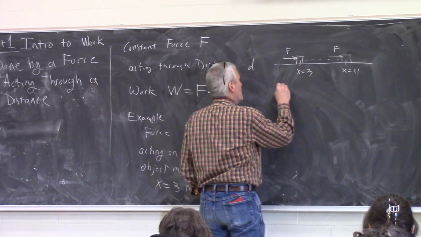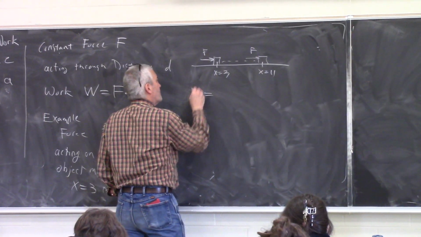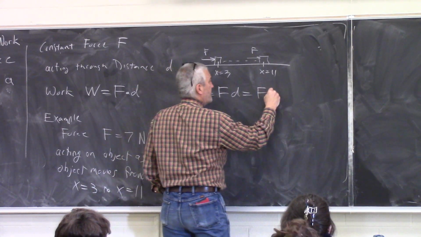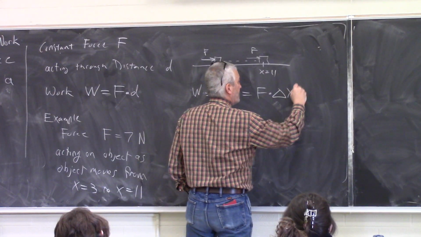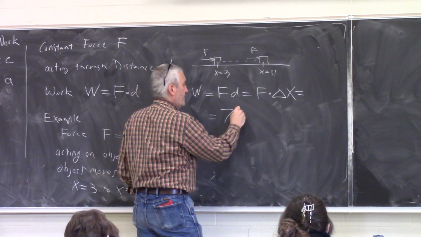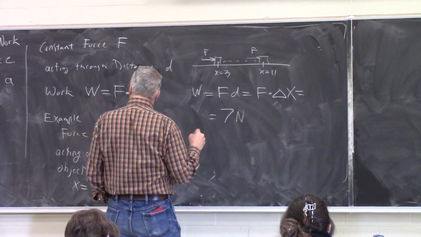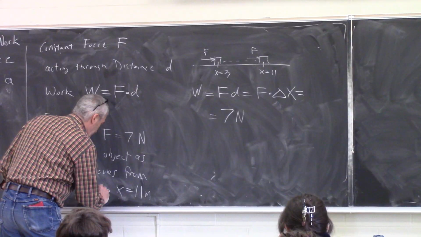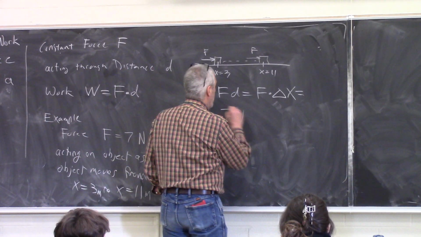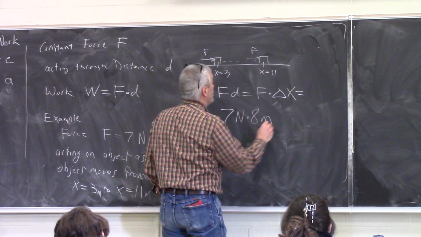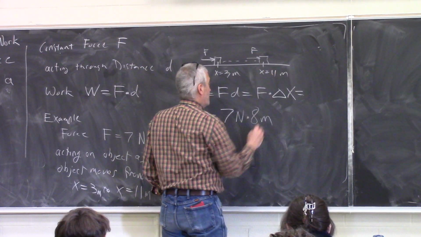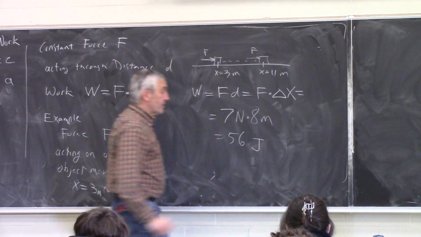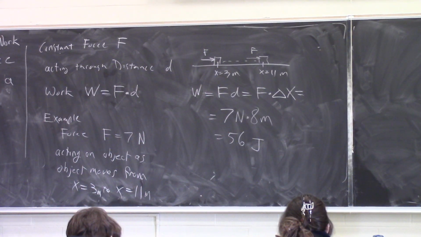So the work would be the force times the distance, which would be the force times change in x, so would be 7 newtons times x equals, this should say meters. So 7 newtons times 8 meters. So that would be 56 Newton meters. That unit is a unit of work called a joule.